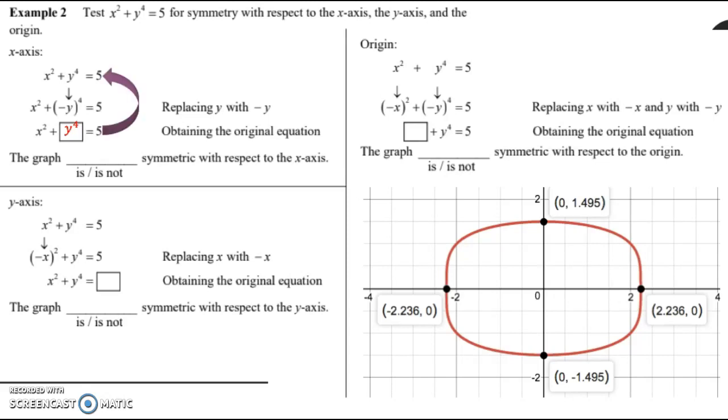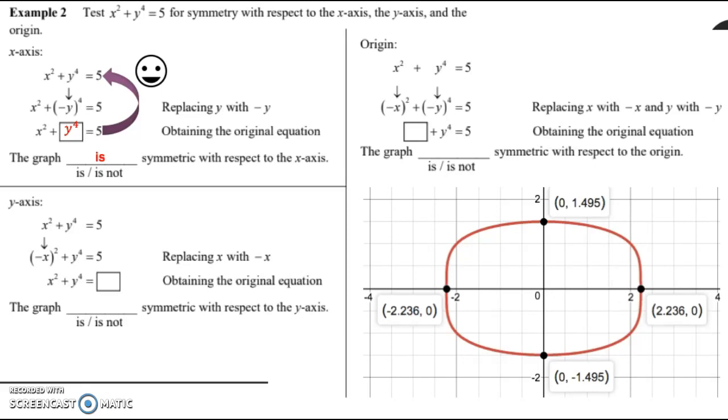We obtain the original equation, so we see that it is symmetric with respect to the x-axis, to verify that what we see visually matches algebraically. I also see visually that we are symmetric about the y-axis. We mirror ourselves across the y-axis.